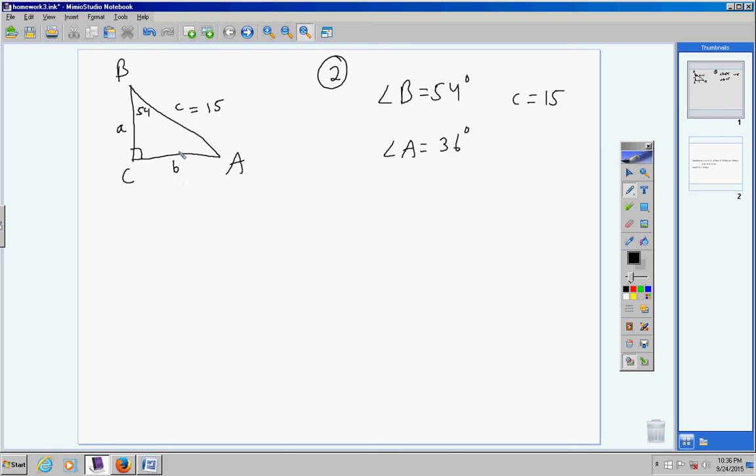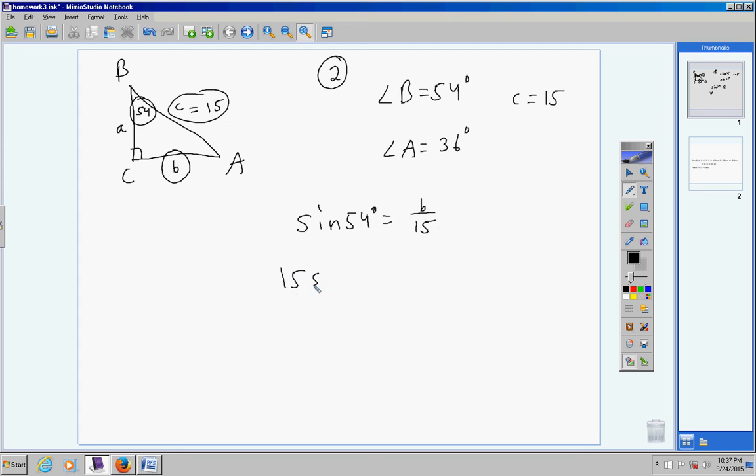So I'm trying to find side B. I know this side here. I'm using this angle here. So this is opposite and hypotenuse. So sine is going to help me. Sine of 54 degrees equals opposite over hypotenuse.